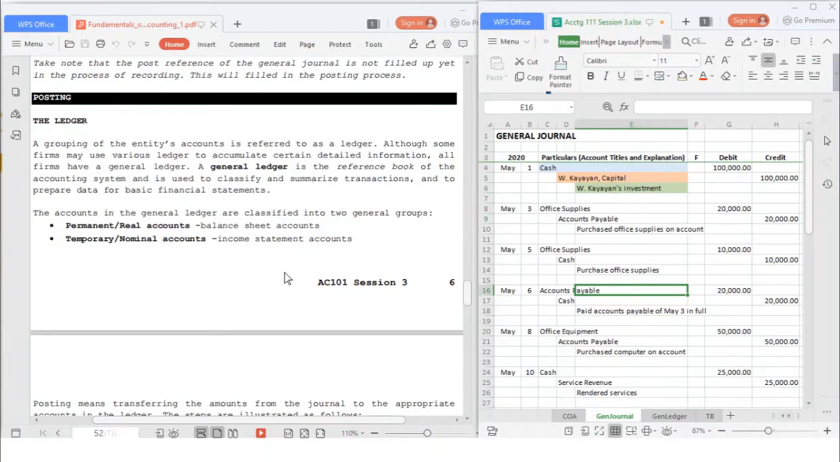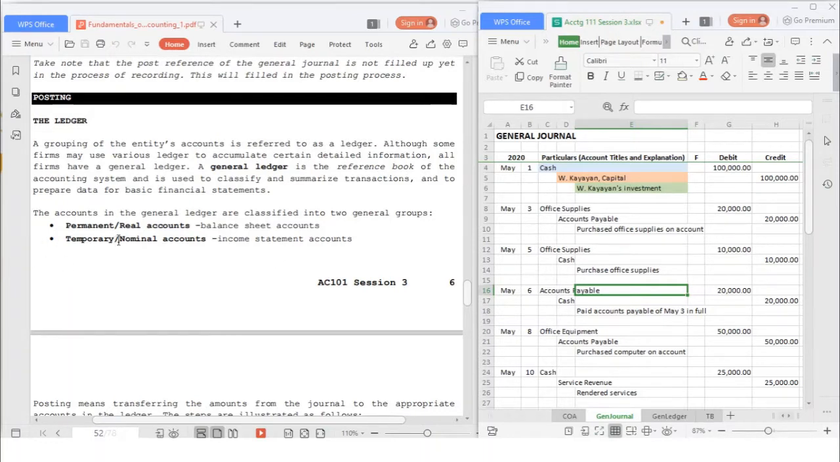Ang imong general journal is book of original entry. Ang imong general ledger is book of final entry. Because it is in the general ledger wherein the transactions you recorded in your journal are transferred for final recording. So, final recording ang mahitabo sa imong general ledger. That is why it is called the book of final entry.